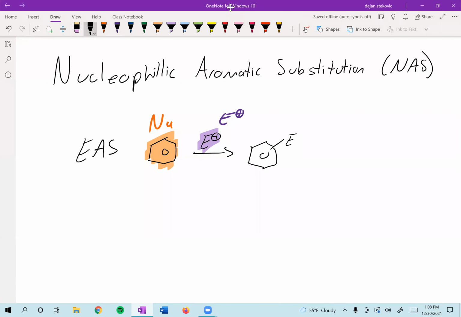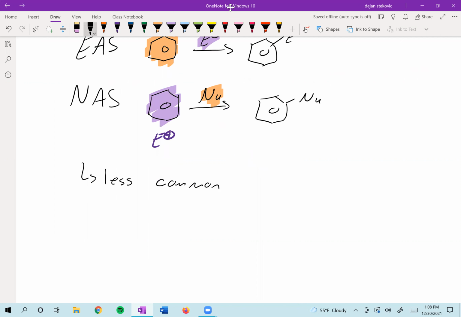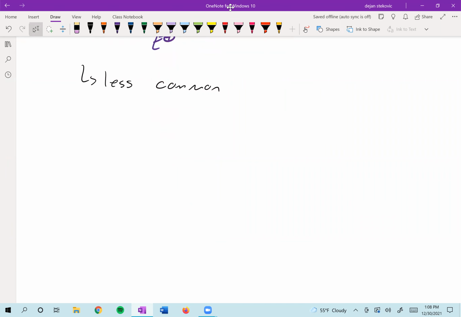But we can flip the script and do the opposite with nucleophilic aromatic substitution. In this case, we have our benzene ring acting as the electrophile, and to it we add some kind of nucleophile. Overall, this is going to be a lot less common. Benzenes in general are pretty electron rich, so they tend to act as nucleophiles, not electrophiles. And so we need a number of things in order to make this reaction happen.